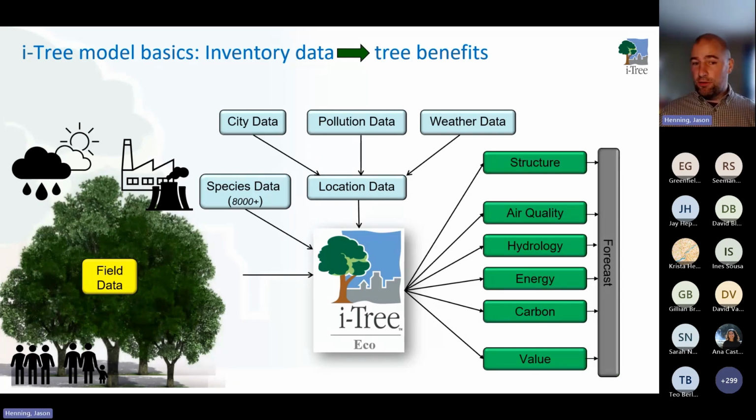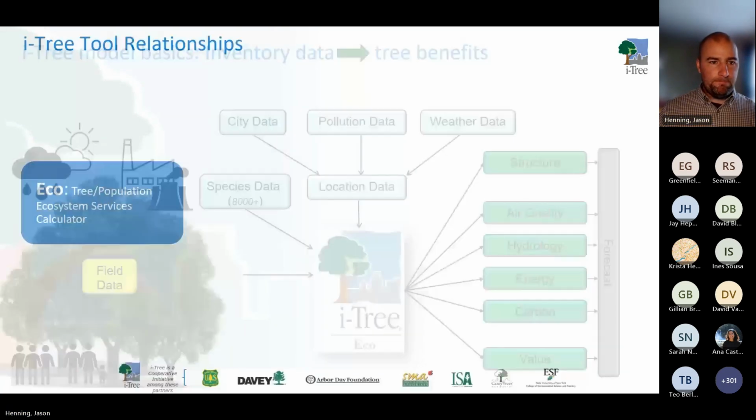And from there, we can actually do forecasting. We can grow those trees over time, grow that structure over time, and see how those benefits change over time as well. And we can do things like account for tree mortality, which becomes really important, as you'll see with some of the tools we're going to explore in the coming weeks.